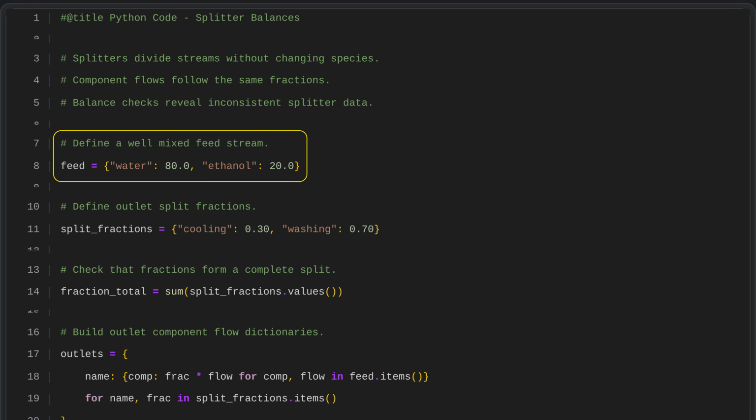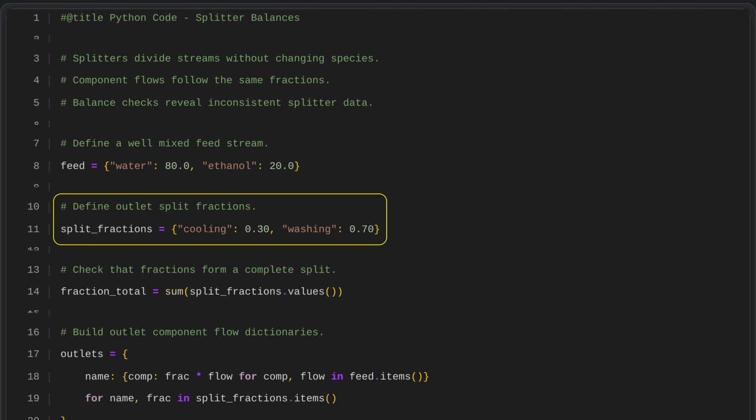A well-mixed feed stream is represented with a simple dictionary containing the component flow rates: water at 80 kilograms per hour and ethanol at 20 kilograms per hour. This structure makes it easy to access and use each component flow in later calculations.